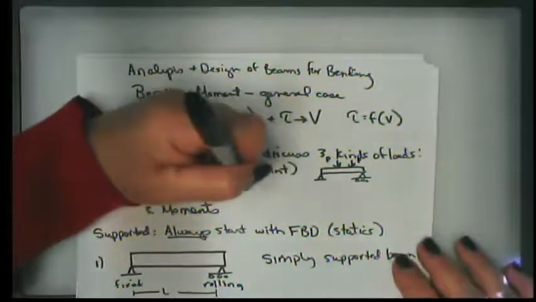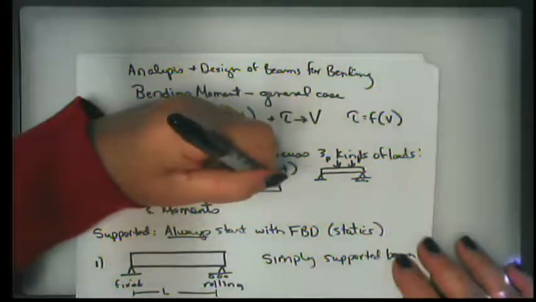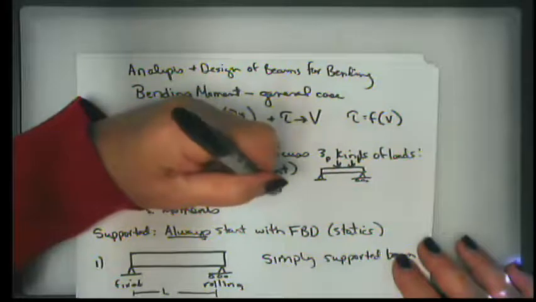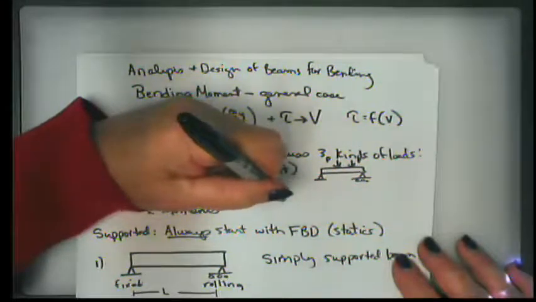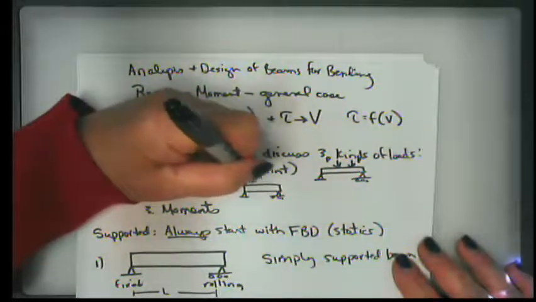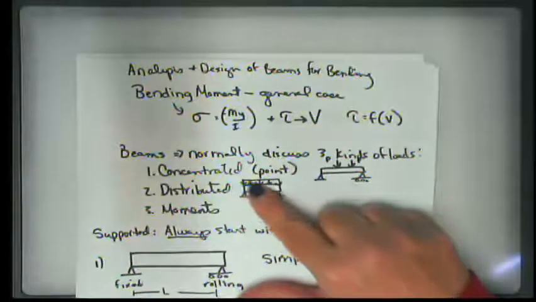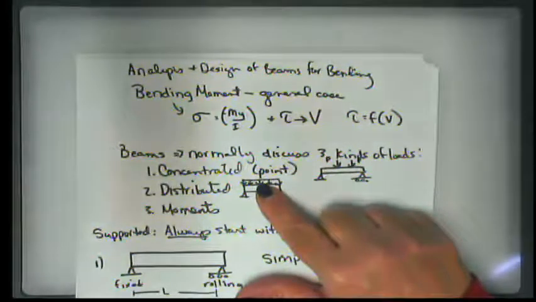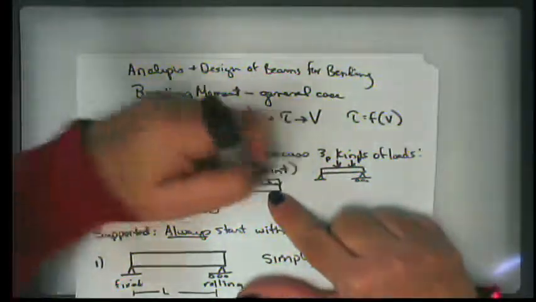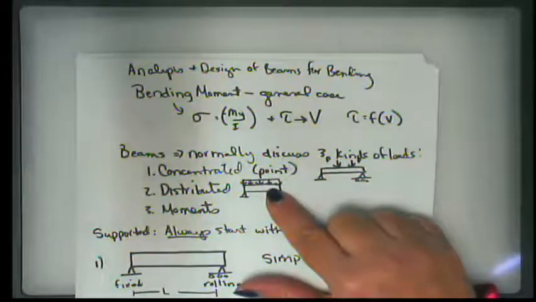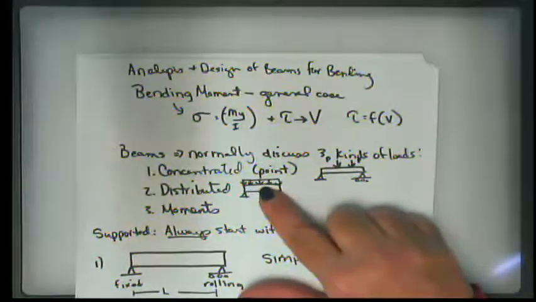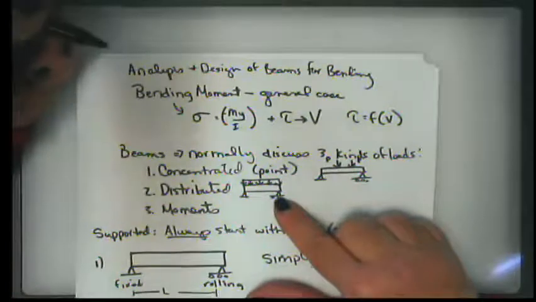For a distributed load, you have something that is measured in load per foot or load per meter. And this is the way that we represent it, with a series of arrows, meaning you can't really say I've got a load here and a load here, but that you have this distributed load.